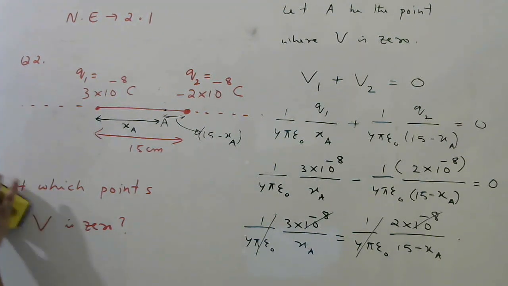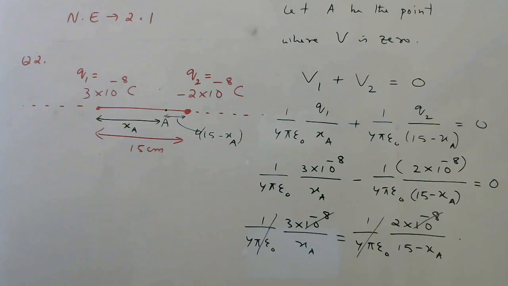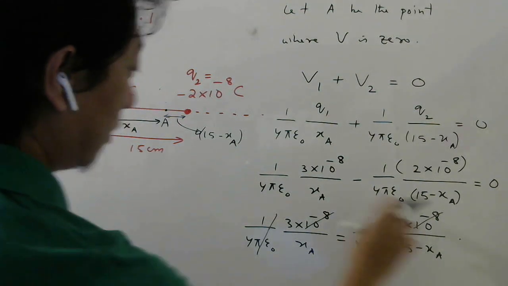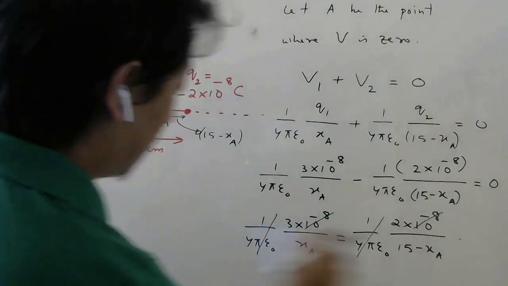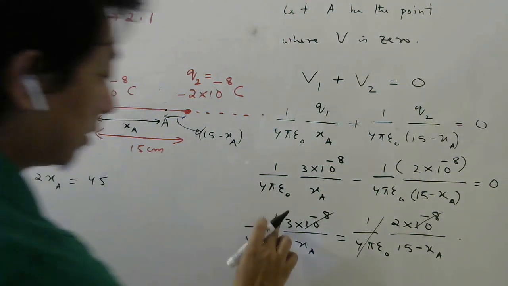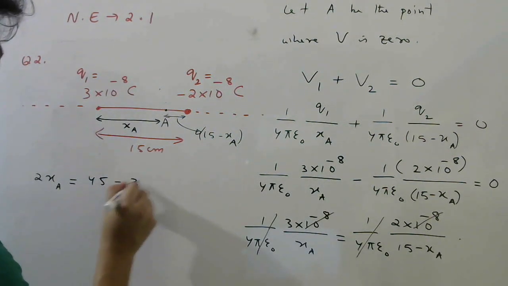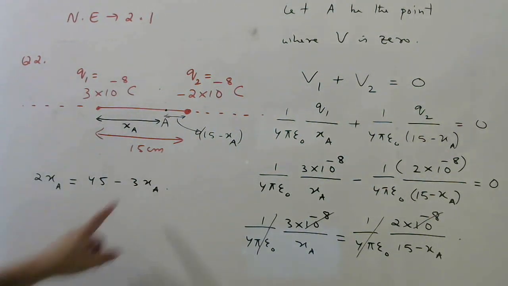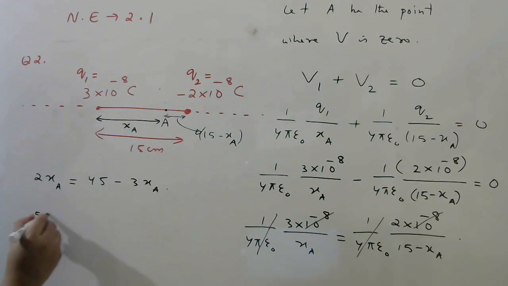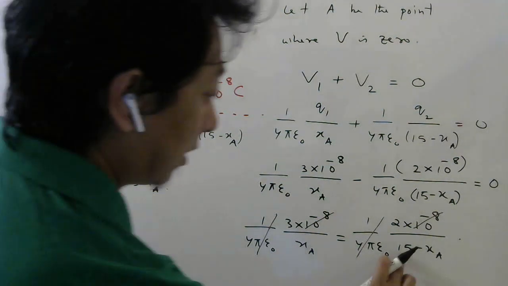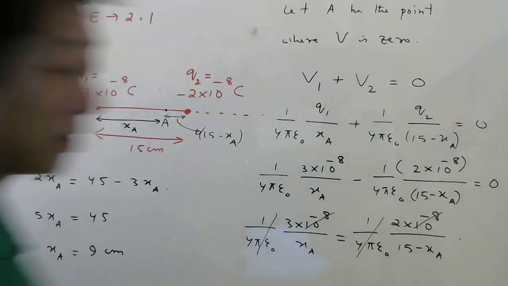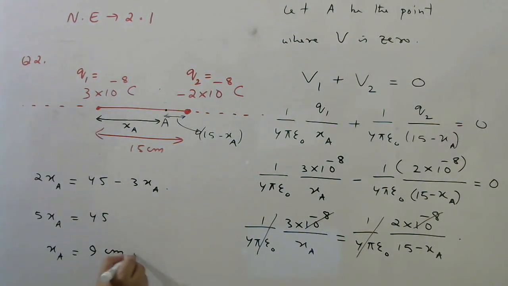Okay. So let us see what you will get. Let me do it here. So if you cross multiply, here you will get 2 into XA equals to, here you will get 3 into 15 will be 45, 3 into XA minus 3 into XA. Okay, then you bring minus 3XA this side. 5 into XA equal to 45. So XA will be 45 divided by 5. So it will be 9 centimeter because this number was in centimeter, remember. So therefore this also will come in centimeter. So this is the first answer.